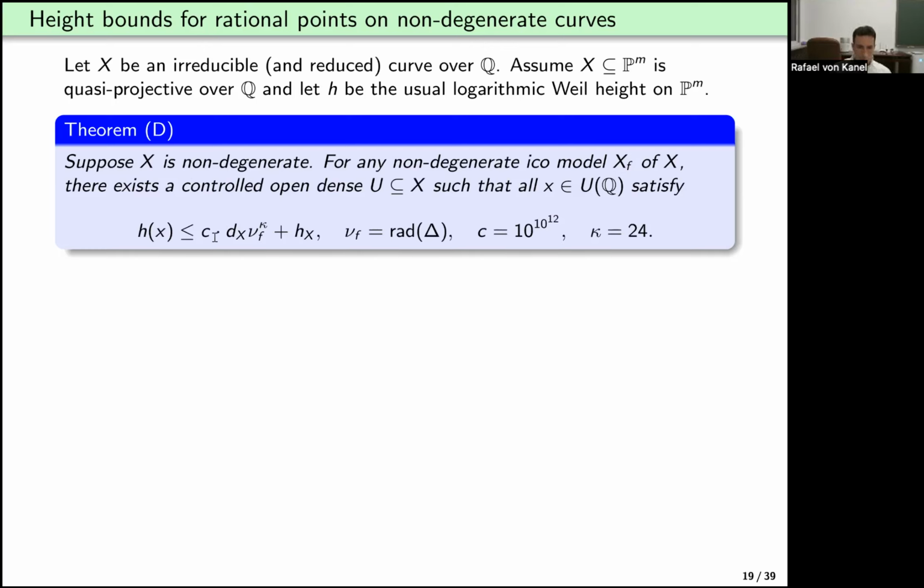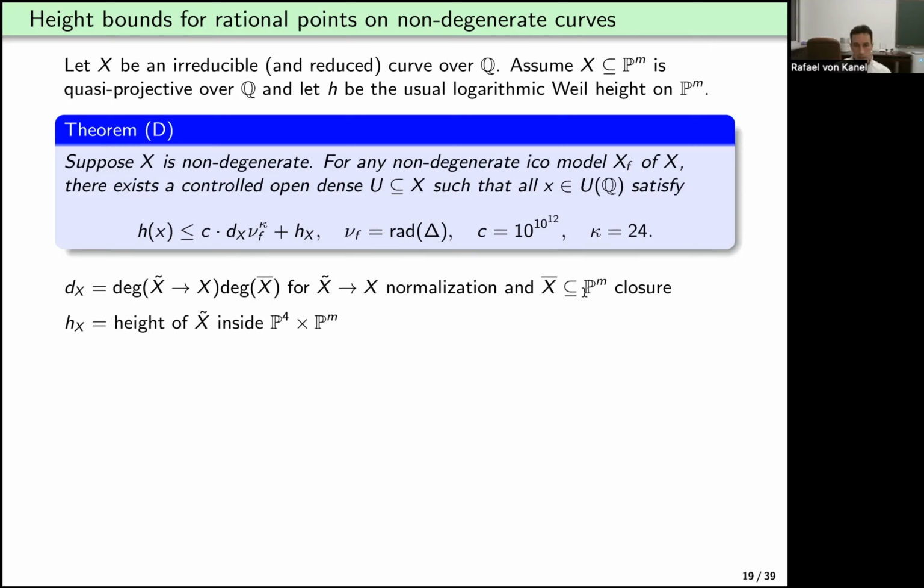So let me explain these quantities here. This nu of F will be just the radical of the delta. So the delta will be defined in terms of this Eco model X_F. Then we have these two explicit constants. And this d of X will be the product of two degrees: the degree of the normalization X tilde over X, and the degree of the closure of X inside P^m. Then also h of X will be some height of this normalization X tilde inside P^4 times P^m. And this U, which is a controlled open dense, has the property that it is, in some sense, the largest open subset of X with an immersion inside X_F.